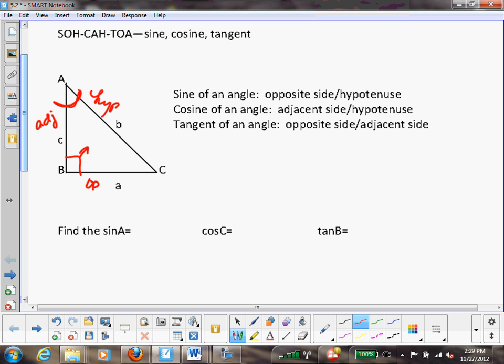So we're looking at a ratio of two sides. So if I want to find the sine of A, which letters would I be looking at? A over B, correct.